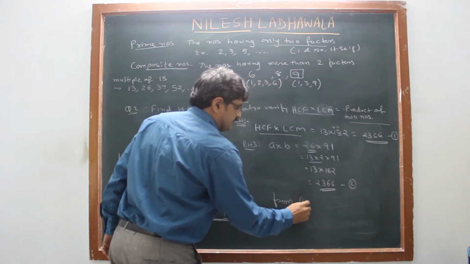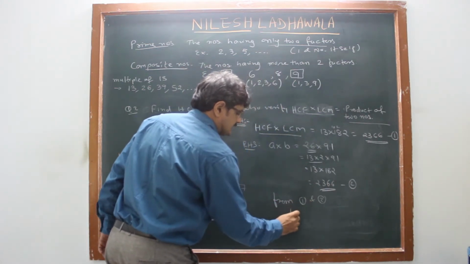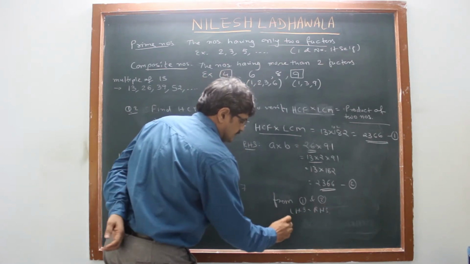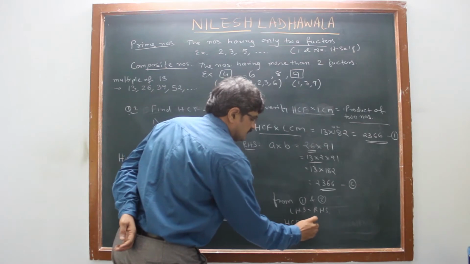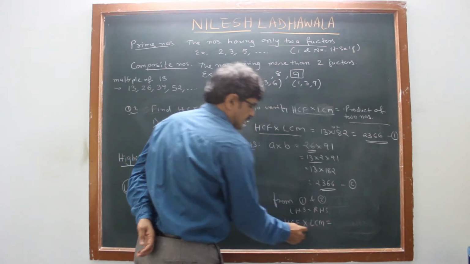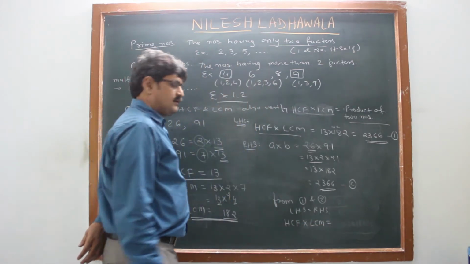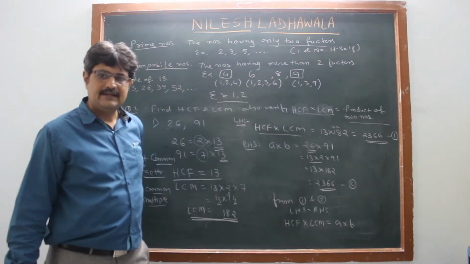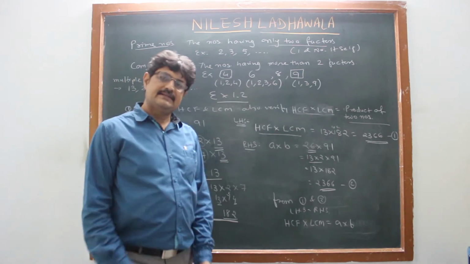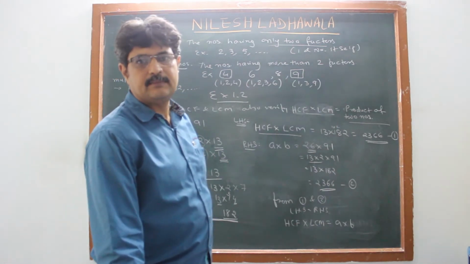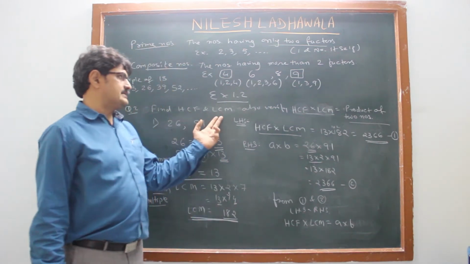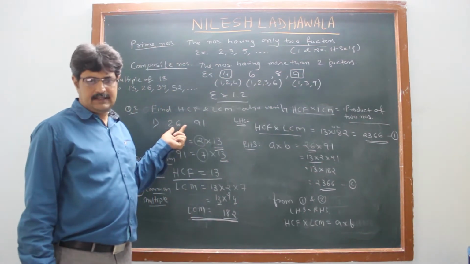So I can say that from 1 and 2, LHS is equal to RHS, which means that the highest common factor and least common multiple, the product of these two will be equal to A into B, right? So in this way, we can simplify the term, that means to find the HCF and LCM of two numbers 26 and 91.